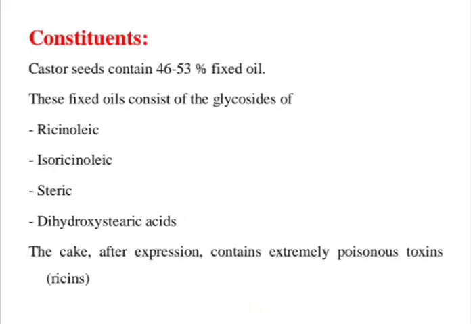Constituents of castor oil. Castor seeds contain 46 to 53% of fixed oil. The fixed oil consists of glycerides of ricinoleic, isoricinoleic, stearic and dihydroxystearic acids. The cake after separation contains extremely poisonous toxins. Ricin is a poisonous toxin.